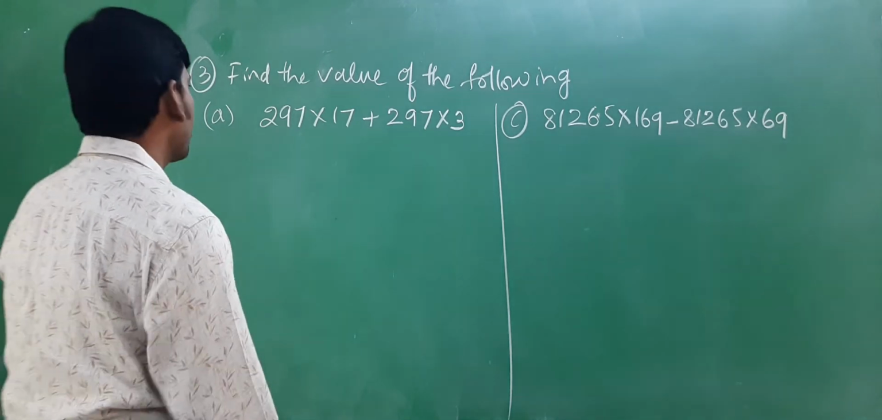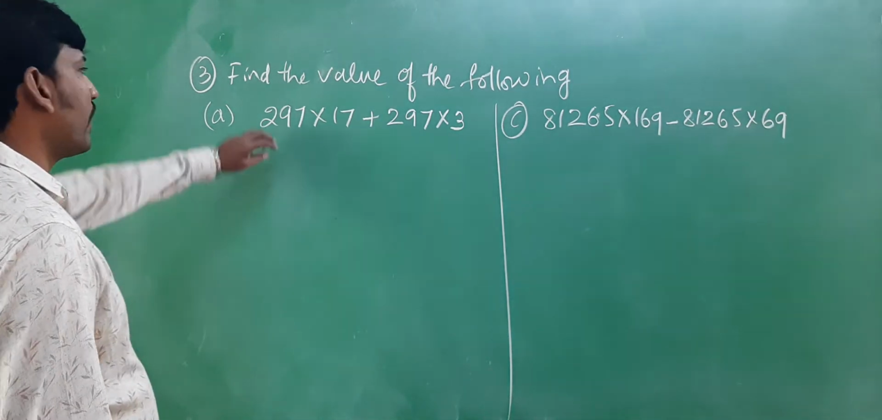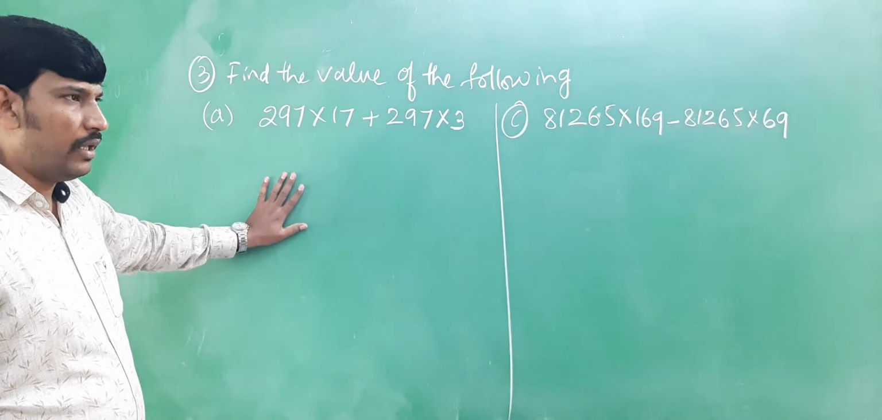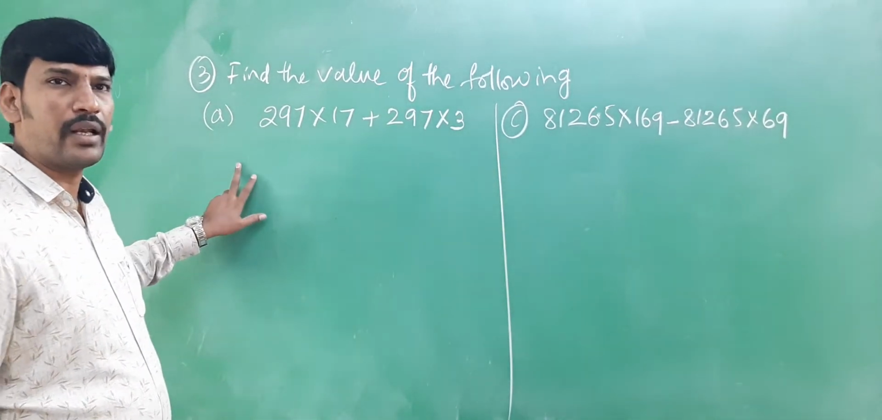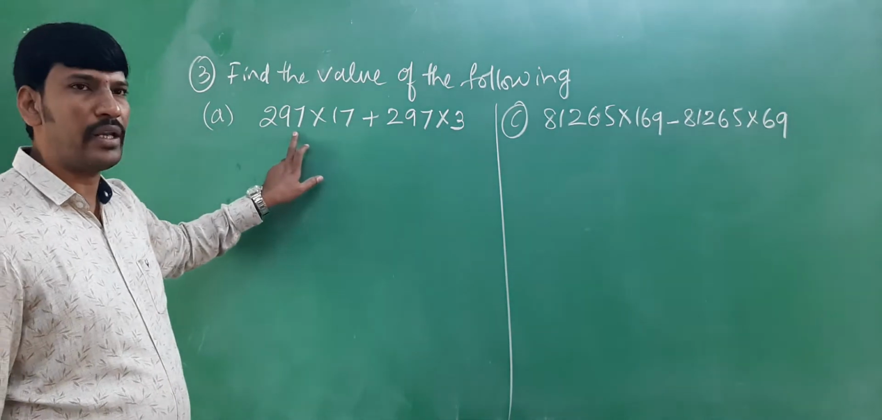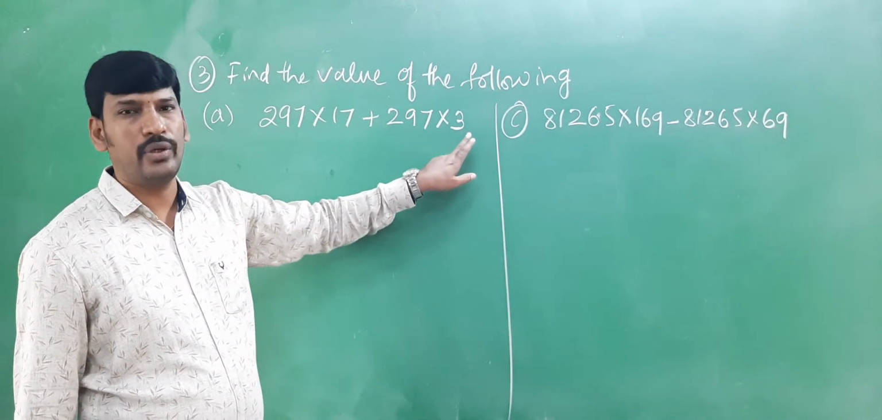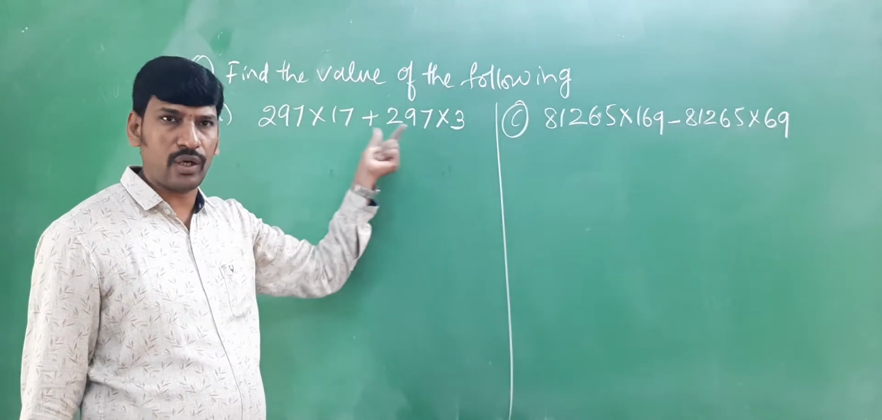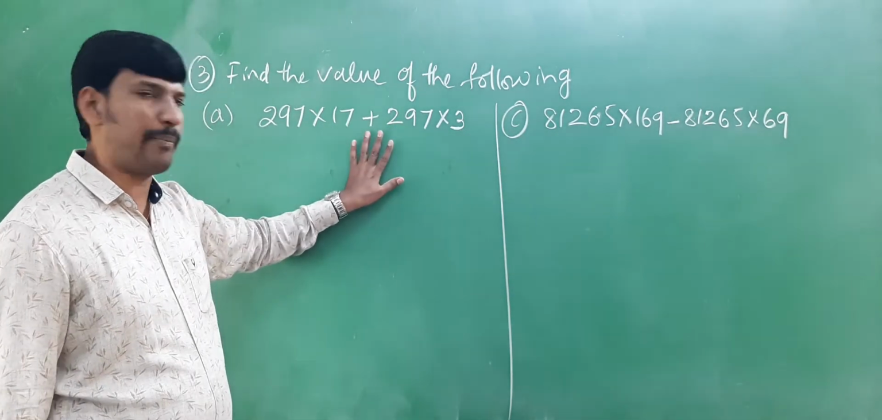Now, let us discuss question number 3. Here, question number 3 is: find the value of the following, directly they given. Okay? By seeing the question, what did you get? Any idea? That is A1. See, 297 into 17 plus 297 into 3. Here 297, here also 297 is the common in both the numbers. Between these two numbers, we will be having a plus sign.